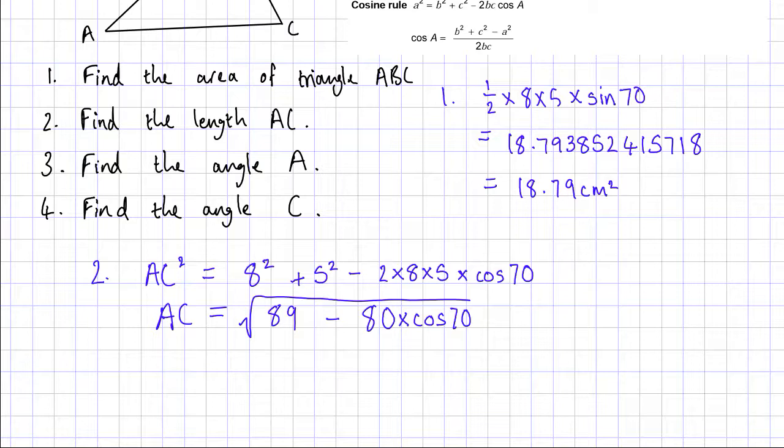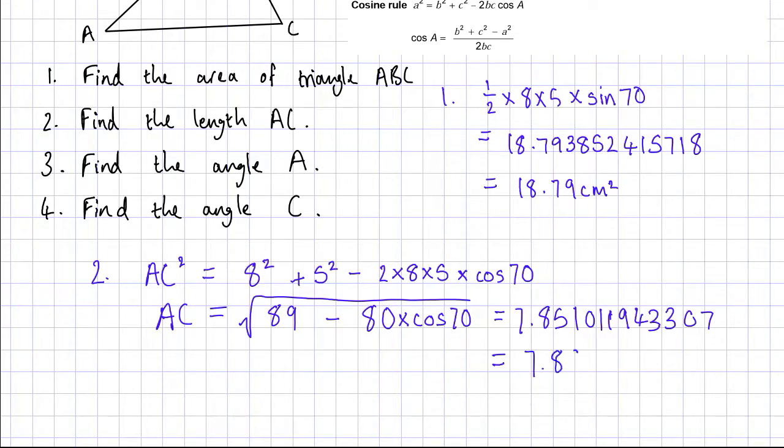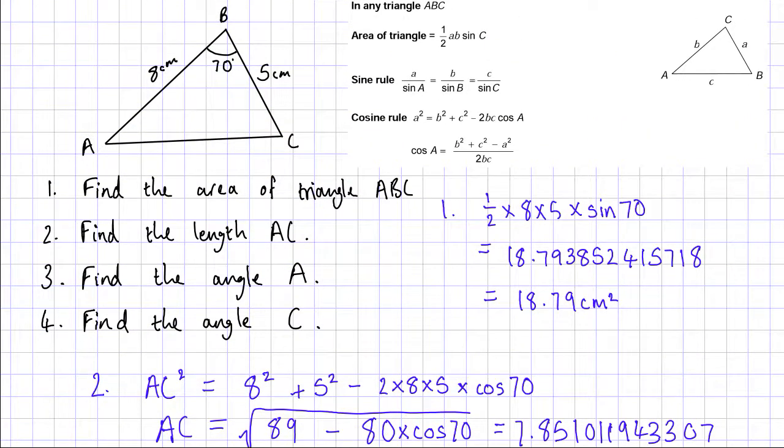Now at this point you can just put this into a calculator. When you put this in a calculator, you will get 7.85101194307. Okay, and here we found a length, so to 2 decimal places this will be 7.85 centimeters. Now the next question, I need to find the angle A.